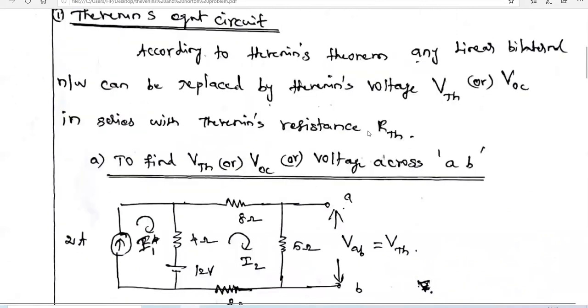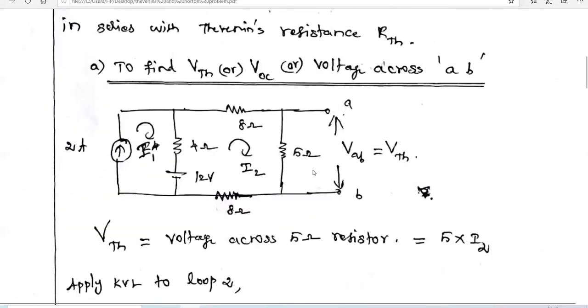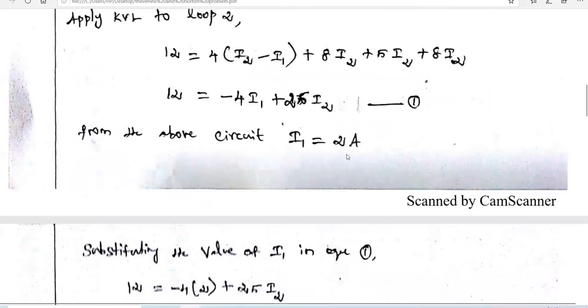In the given diagram, across the terminals A and B, we have to measure voltage. According to this, the VTH is nothing but the voltage across the 5 ohm. To find the voltage across the 5 ohm, we have to find the current flowing through this 5 ohm resistor. By using mesh analysis we solve the problem. So that is the first step.